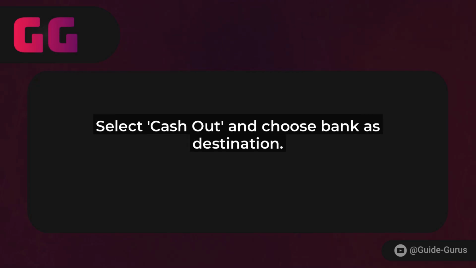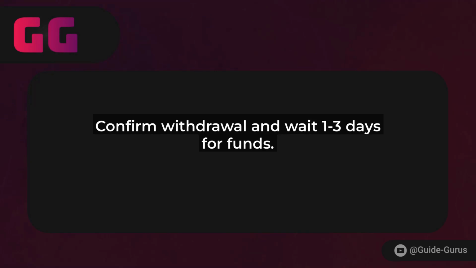Open your Cash App on your phone and log in. Check your balance to confirm you have the funds you want to move. Next, tap on your balance at the bottom of the screen. Select Cash Out or Withdraw Money. Choose the amount you want to transfer and pick your linked bank account as the destination. Double-check the details to avoid any mistakes, then hit Confirm.